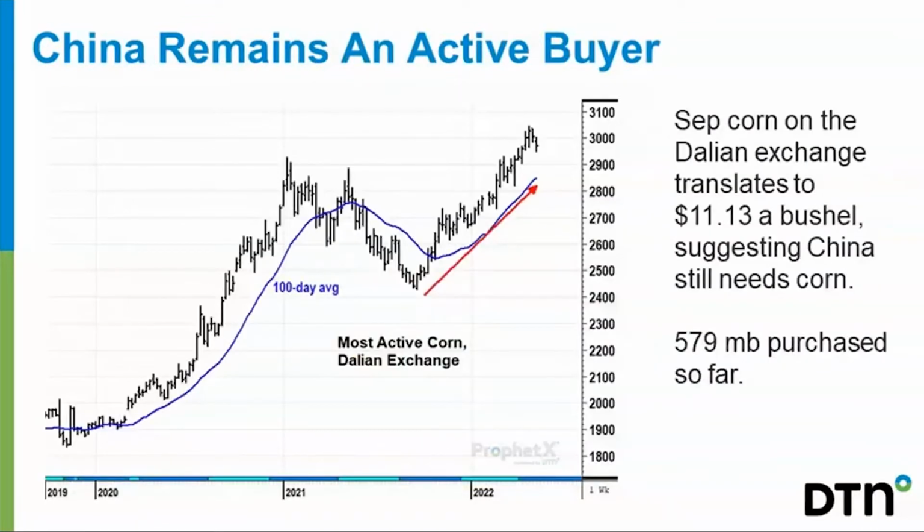How about prices in China? This is the most active corn future in China, and as you can see, prices still remain quite strong. This morning's close translated to $11.13 a bushel. We had a new announcement of another corn sale to China this morning. The weekly report was not so encouraging. We actually had a marketing year low of old crop corn sales in the most recent week. But so far, China has purchased 579 million bushels of corn and has remained an active buyer through this time.